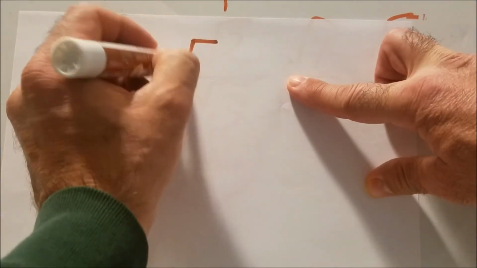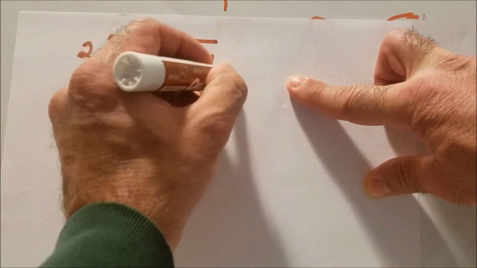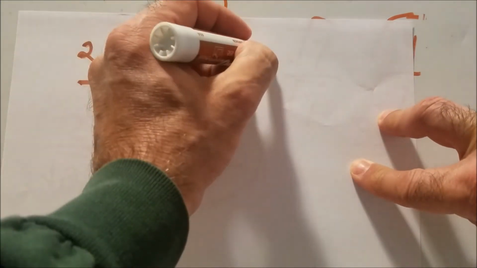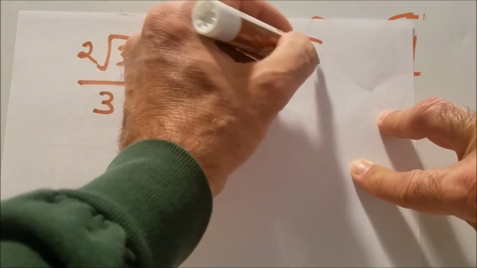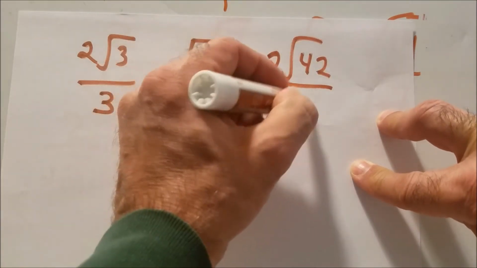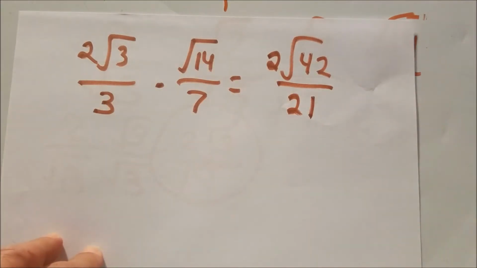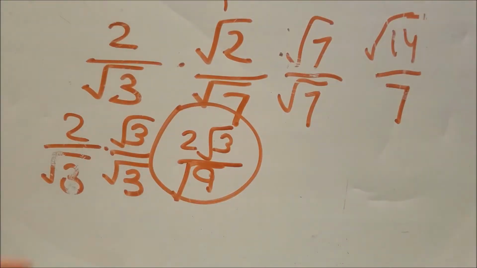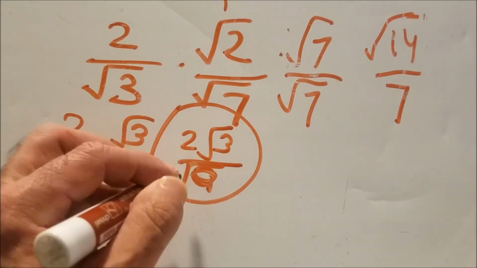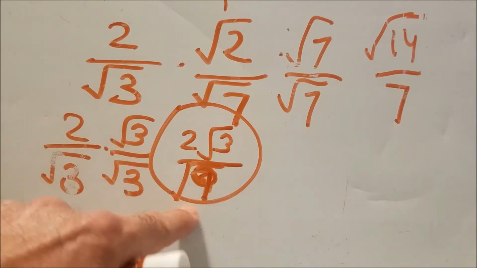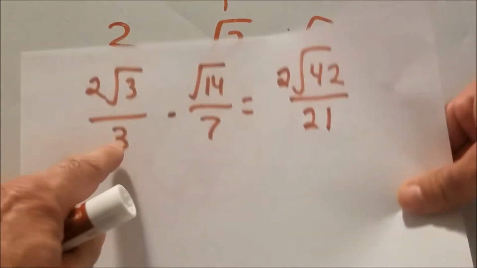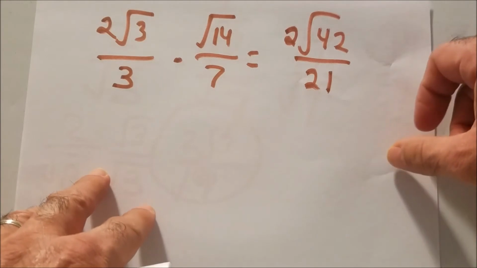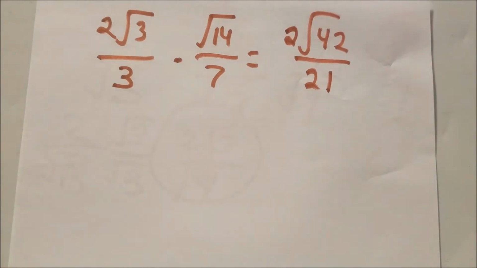Square root of 14 over 7. And that's going to give us 2 square root of 42 over 21. Very important to double check. It's so easy to make a happy accident, as Bob Ross used to say. So again, it wasn't 9, it was the square root of 9, and that was 3. All right, let's get a little more challenging here.